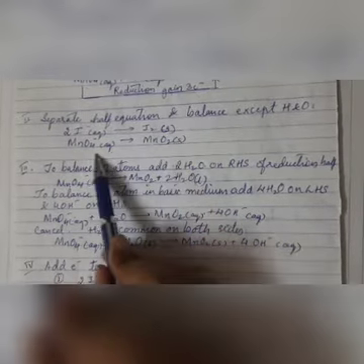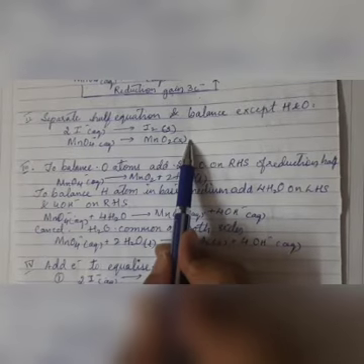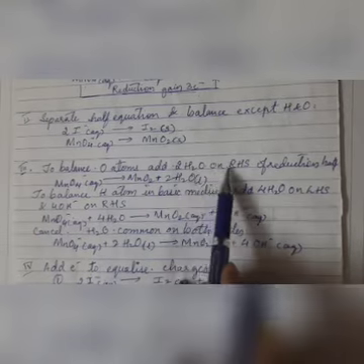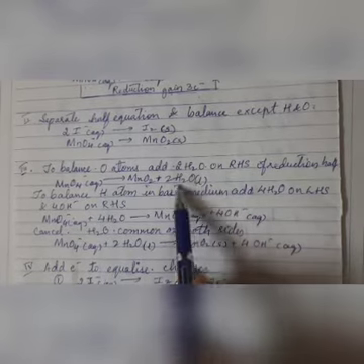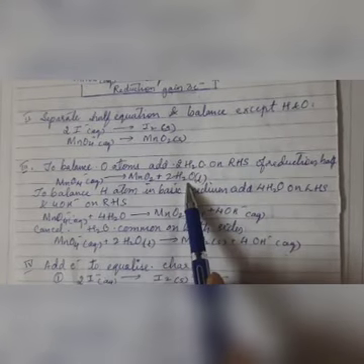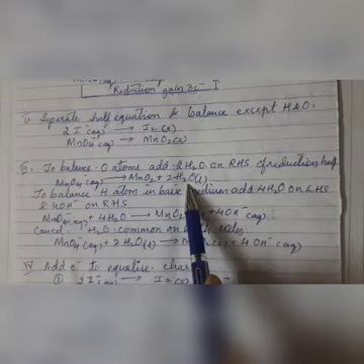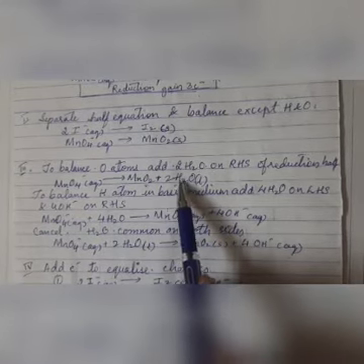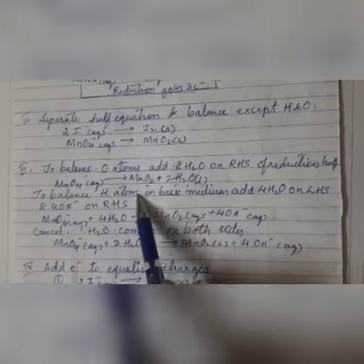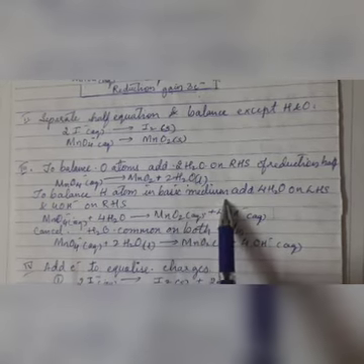So to balance the number of oxygen, to the right side I have added 2H2O. Now after adding 2H2O, I have got this equation. But what has happened is, we have not balanced the number of hydrogen. Now to balance the hydrogen atom, that too in the basic medium.